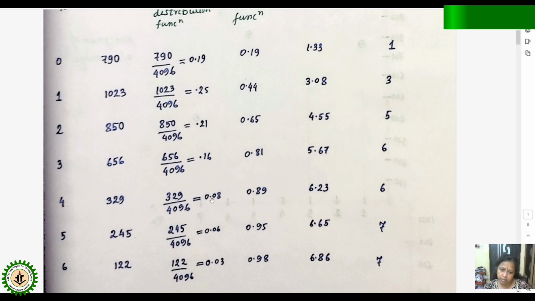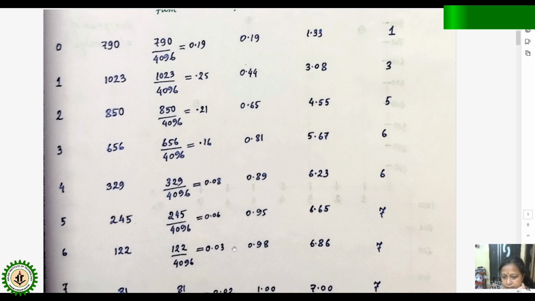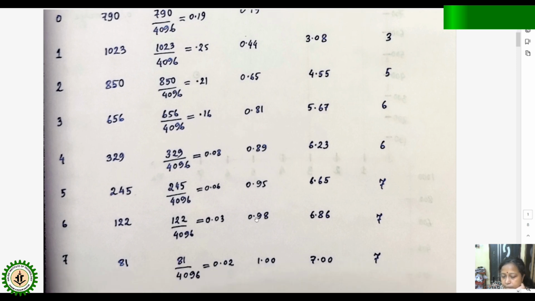0.81 will be added with 0.08, and the cumulative distribution function equals 0.89. Then 0.89 will be added with 0.06, and the CDF will be 0.95. Then 0.95 will be added with 0.03, and the CDF will be 0.98. Then 0.98 will be added with 0.02, and the CDF value equals 1 now.